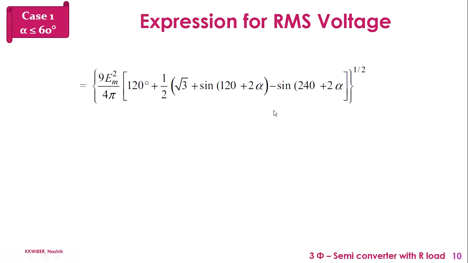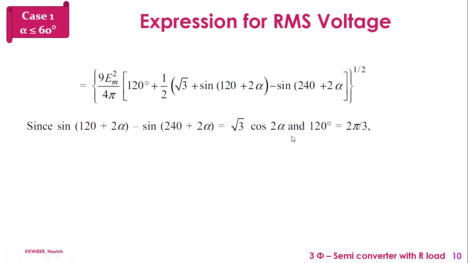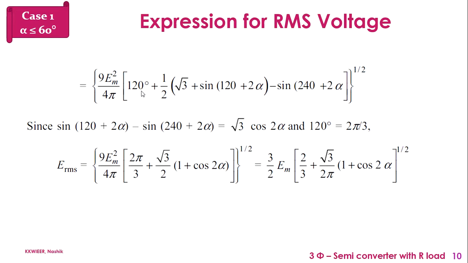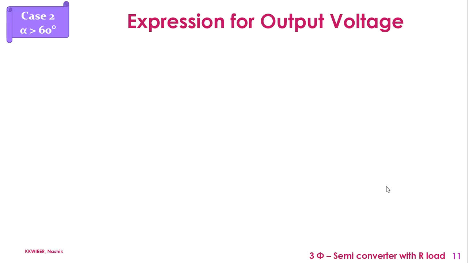So this expression will be the simplified version. Now since sin(120 + 2α) minus sin(240 + 2α) is equal to √3 cos 2α, and 120 degree is nothing but 2π/3, the RMS is given by substituting these values. We will get this, and this is the simplified version. So this is the RMS output voltage for case 1, that is α less than 60 degree.